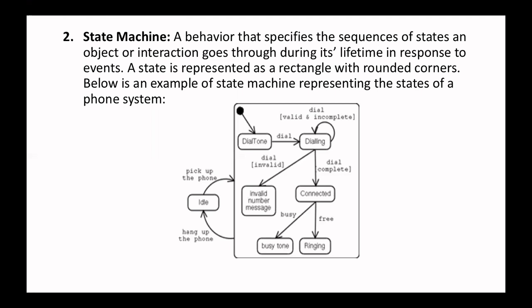Graphically, a state is represented as a rounded rectangle, usually including its name and its substates. In this example, these are the states shown: dial tone, dialing, connected, invalid number, busy tone, ringing. These are the different states which show the behavior of the model.